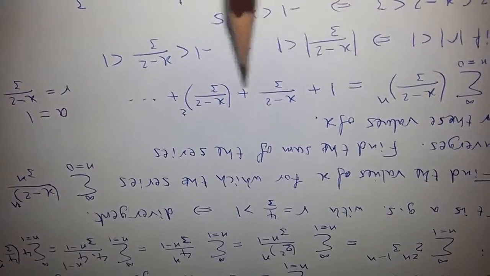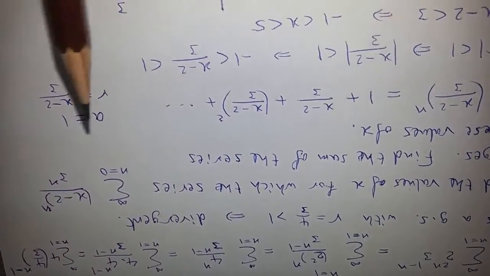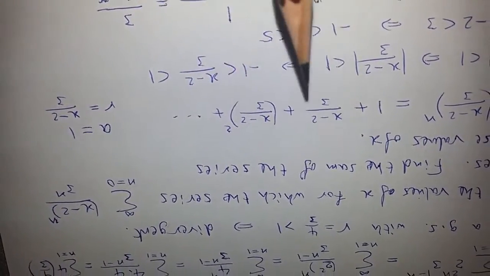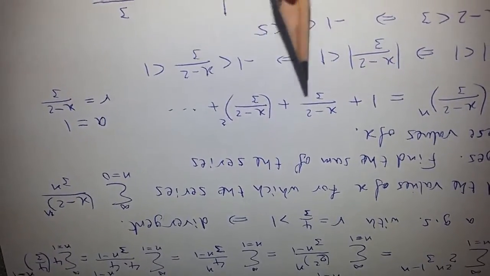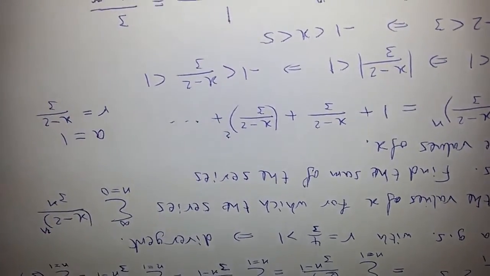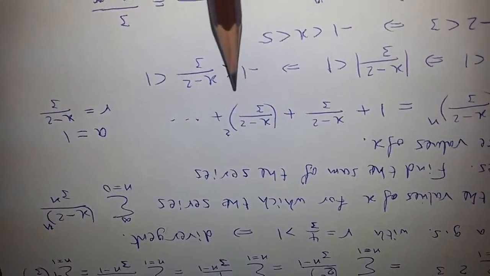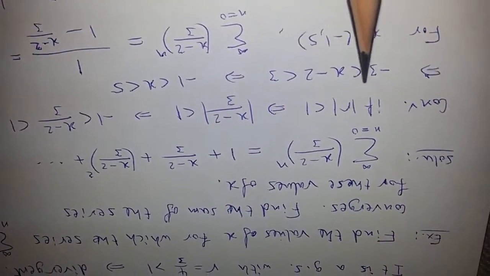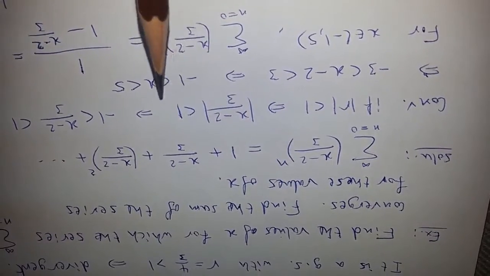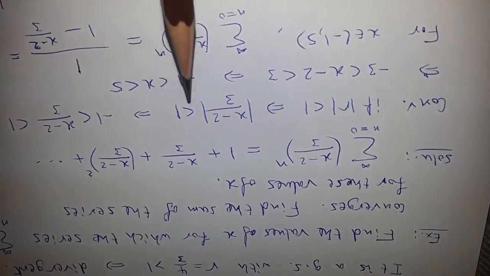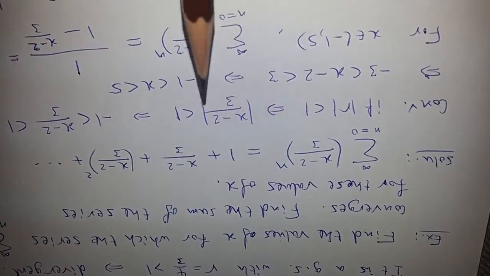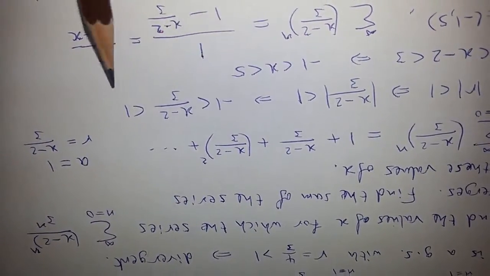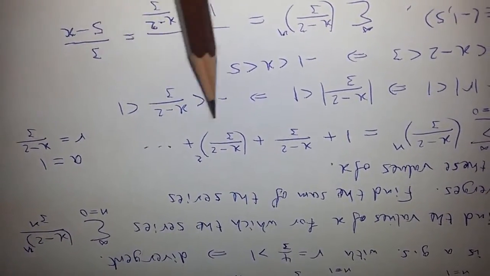What is the first term? a, which is 1. What is the common ratio? (x minus 2) over 3. Because if you divide any term by the previous term, you will get the common ratio. Okay, so this is a geometric series. It would be convergent if the absolute value of r is less than 1. But r is (x minus 2) over 3. So if this absolute value is less than 1, what is the meaning of absolute value less than 1? It means that (x minus 2) over 3 is between negative 1 and 1. Now solve this inequality.